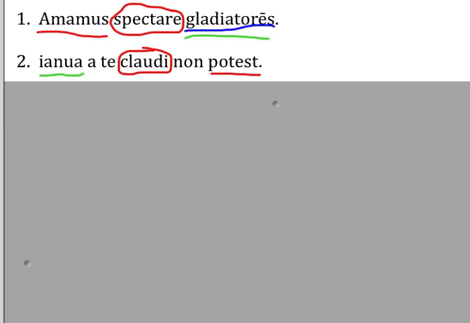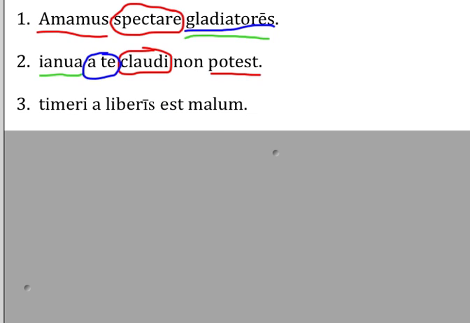And I know I've got a prepositional phrase in a te. Remember, our a or ab, if it accompanies a passive voice verb like we have here in a passive infinitive, is usually translated by. So, the door is not able to be closed by you.